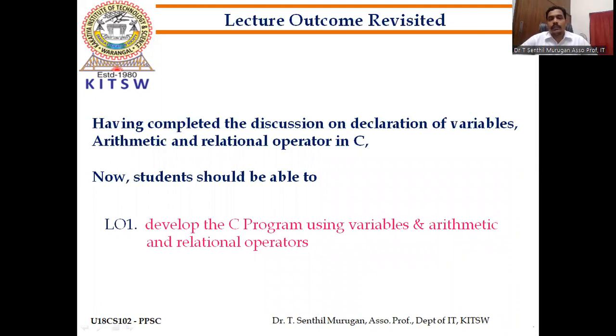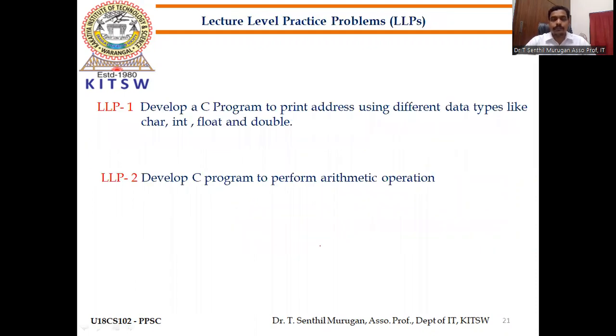Thank you. We are at the end of the slides, so we have to revisit the outcome. Having completed the discussion on declaration of variables, arithmetic and relational operators in C, students should now be able to develop a C program using variables and arithmetic and relational operators. Try this program: develop a C program to print your address using different data types like character, integer, float, double.